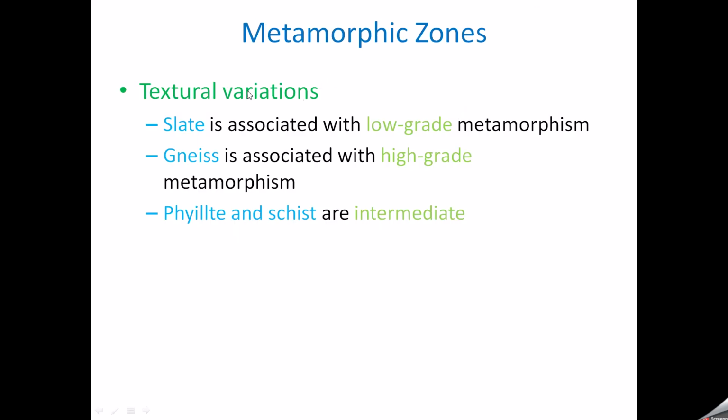Metamorphic zones, textural variation. Slate is associated with a low degree of metamorphism. The opposite is gneiss, associated with a high degree of metamorphism. What's in the middle, the intermediate, phyllite and schist.